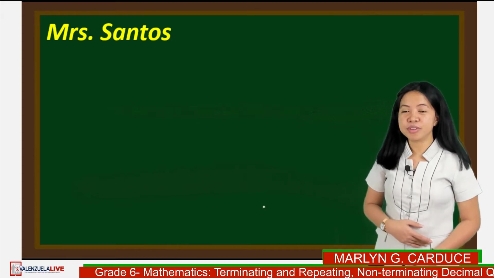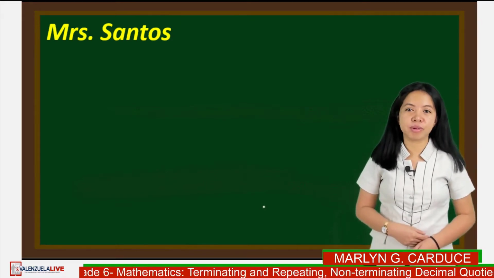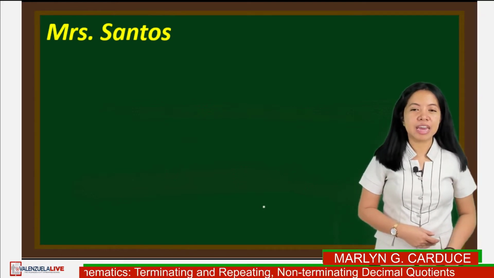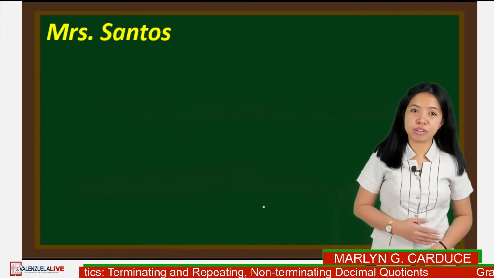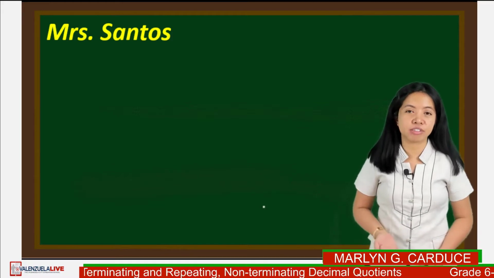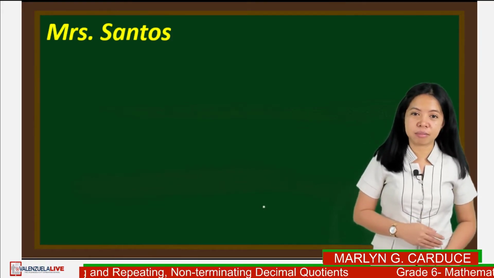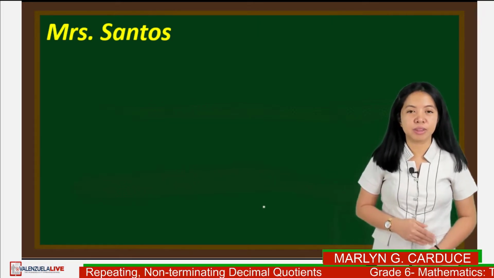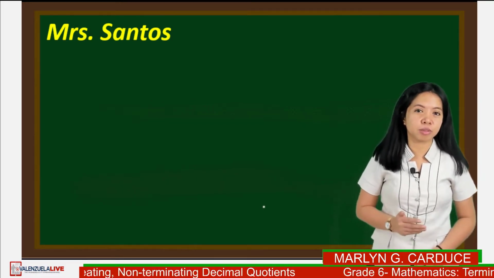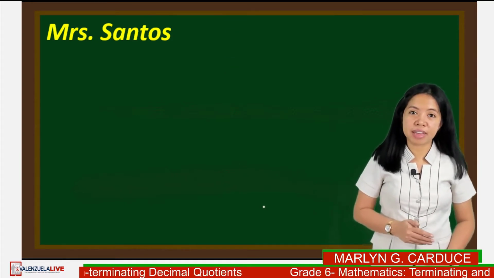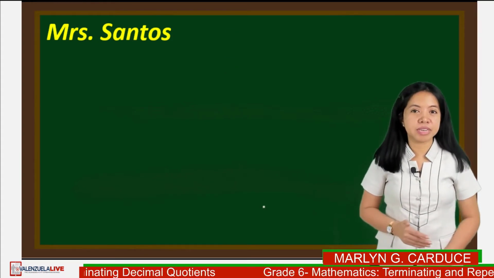As you observe in the problem, the given numbers are fractions and decimals. And if we recall the relationship between decimals and fractions, fractions can be expressed in decimals if we divide the numerator by the denominator. So the numerator will be the dividend and the denominator will be the divisor.